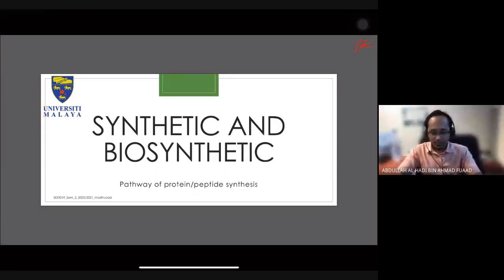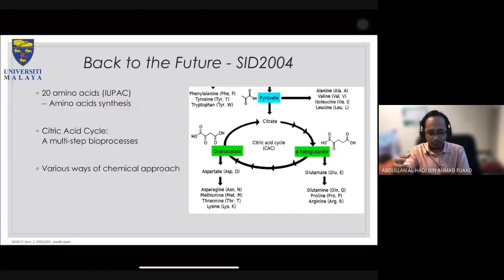Okay. All right. So as I mentioned in SID 3020, I did a little bit on how do you actually extract out the proteins that have been synthesized using biotechnological processes, and that is what will be covered a little bit, not in terms of the purification, but in terms of the technology. Okay, so if you go back to SID 2004, this is what we have learned.